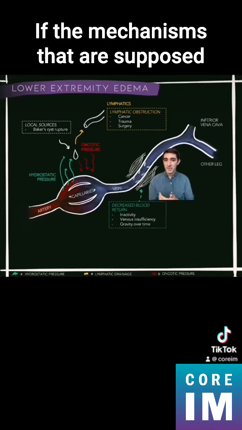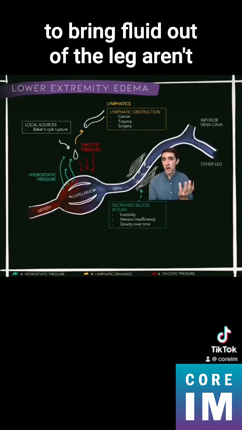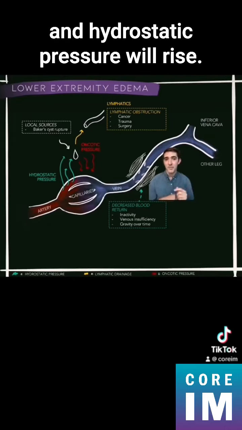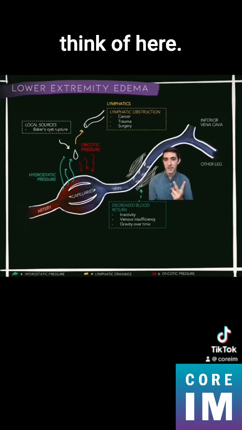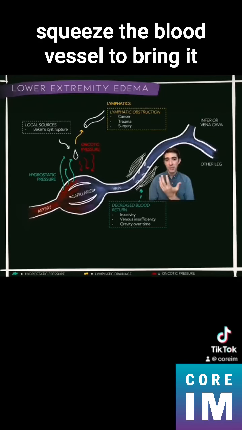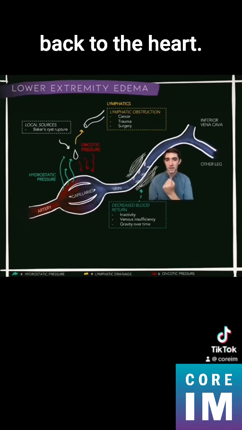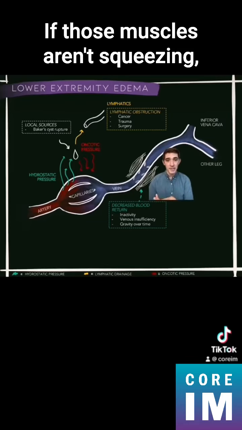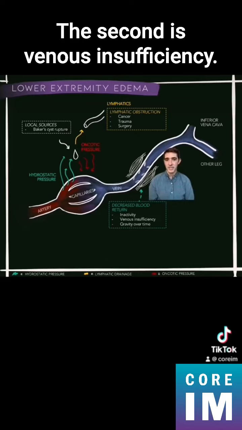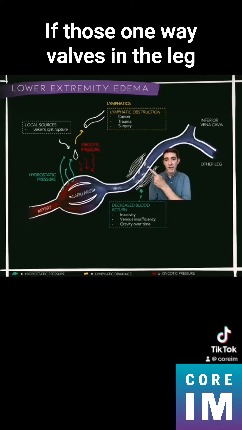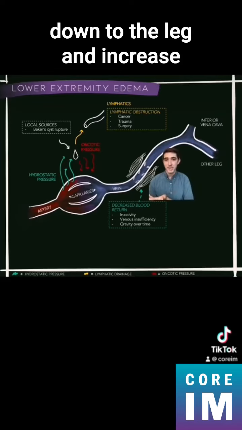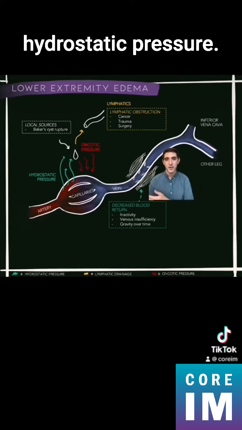If the mechanisms that are supposed to bring fluid out of the leg aren't working, fluid's going to stagnate and hydrostatic pressure will rise. There's two big examples to think of here. The first is inactivity. Remember that muscles of the leg squeeze the blood vessel to bring it back to the heart. If those muscles aren't squeezing, blood's not moving as much. The second is venous insufficiency. If those one-way valves in the leg aren't closing correctly, blood's going to be able to flow right back down to the leg and increase hydrostatic pressure.